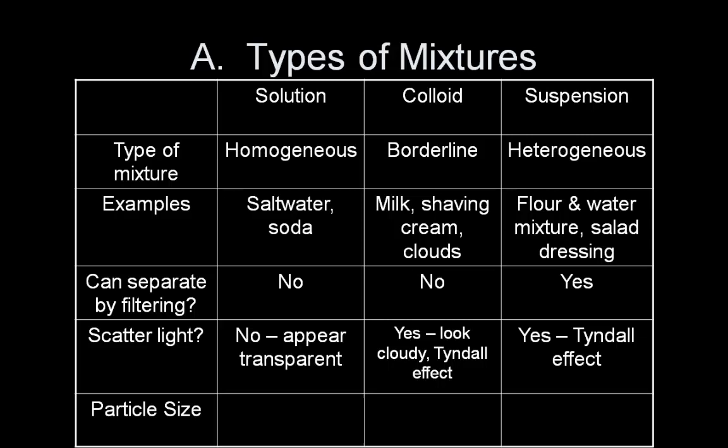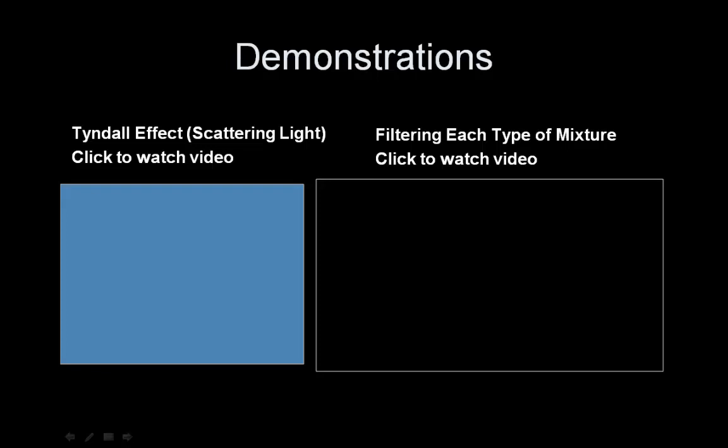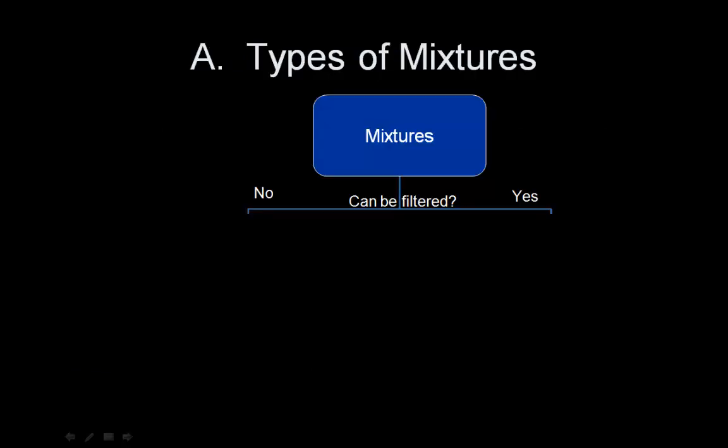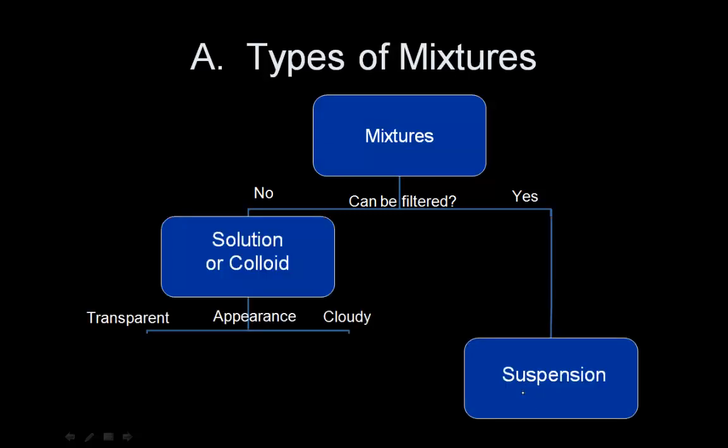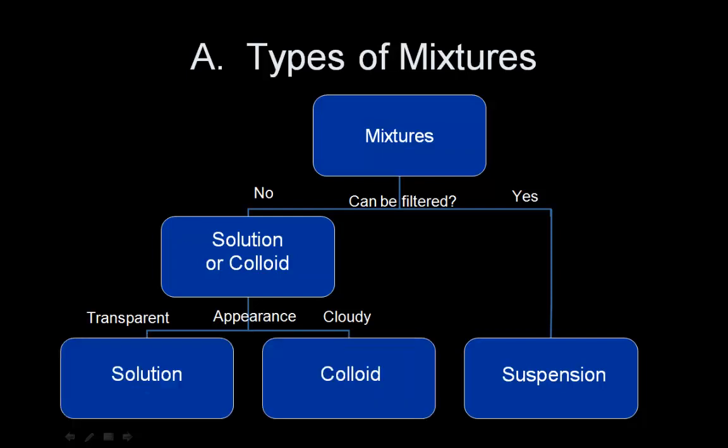And the reason for these properties is this. Solutions have the smallest particles. Whatever you're trying to dissolve has broken up into tiny pieces. Colloids have medium-sized pieces, and suspensions have the largest pieces. So we could kind of classify our mixtures based on this. Let's say you have an unknown mixture, and you're trying to figure out what it is. First step, you may want to filter it. If it can be filtered, automatically you know that it is a suspension. If it can't, you either have a solution or a colloid, so then you maybe move on to look at its appearance. When you try to shine a light through it, is it transparent or does it scatter light? Is it kind of cloudy? If it's transparent, it would be a solution. If it's cloudy, it's a colloid.